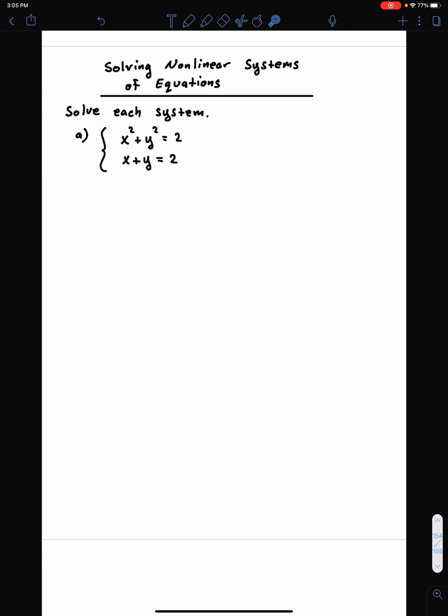If I write these two equations side by side, x plus y equals 2, and then x squared plus y squared is equal to 2. You could do substitution or elimination to solve this system. Since the bottom equation does not have any squared terms, I'm going to do substitution. So I'm going to solve the first equation for y. Y equals 2 minus x.